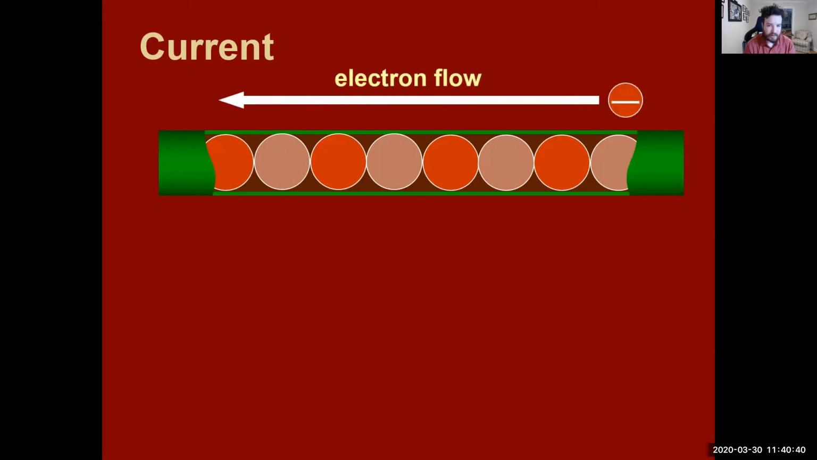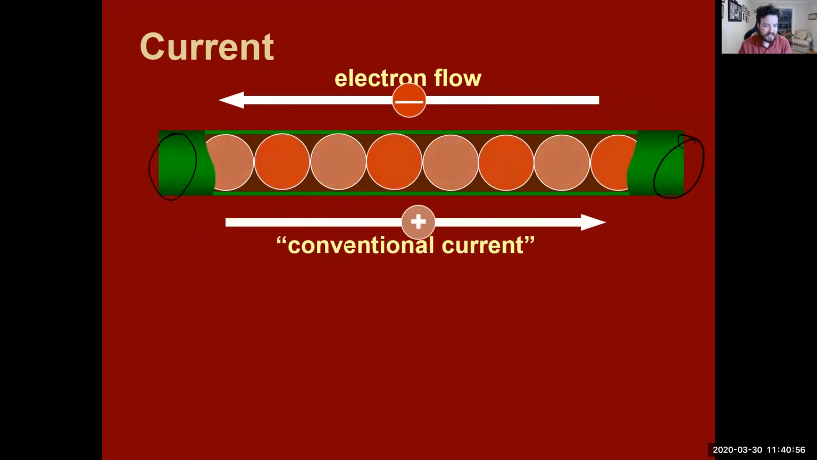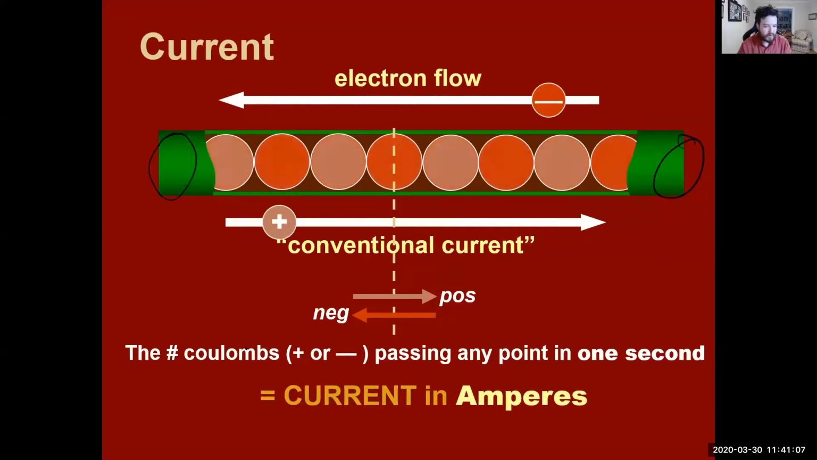So current, you have the actual electron flow. This is the way electrons will actually flow in a wire. But this is how we read conventional current and how we represent conventional current. The number of coulombs, positive or negative, passing any point in 1 second is current in amperes. So it's any 1 point. So the measurement is at a reference point right here.